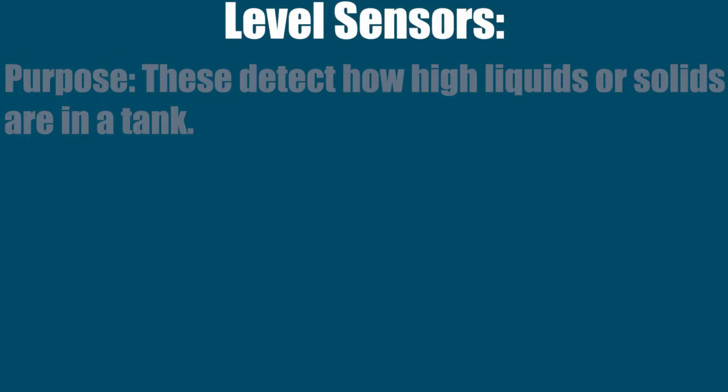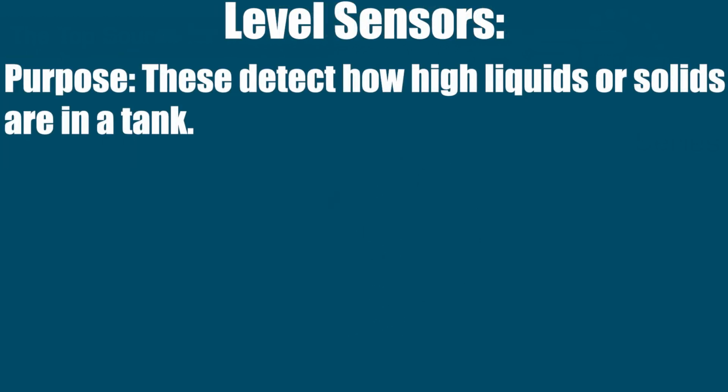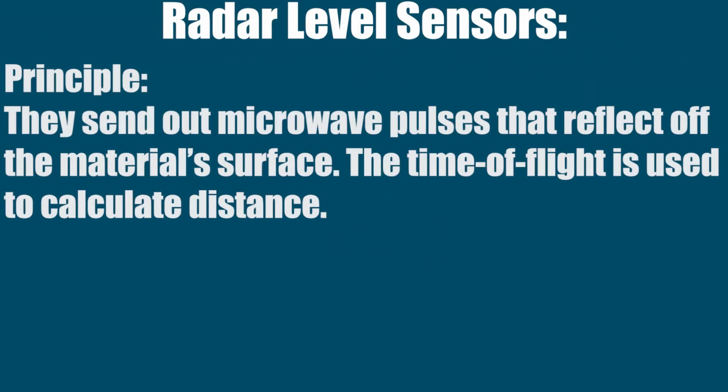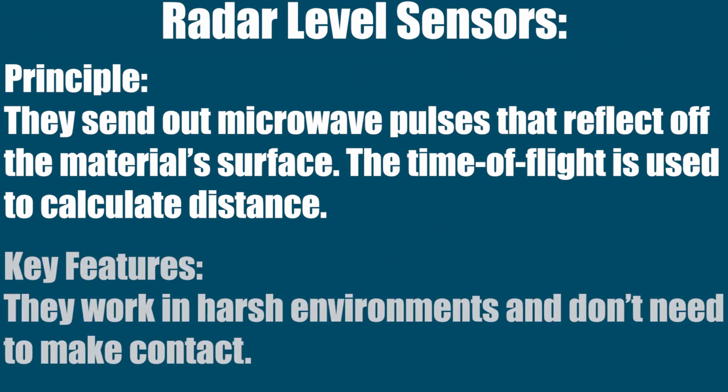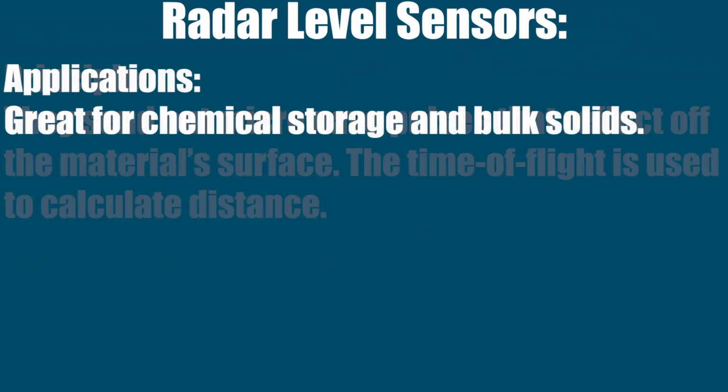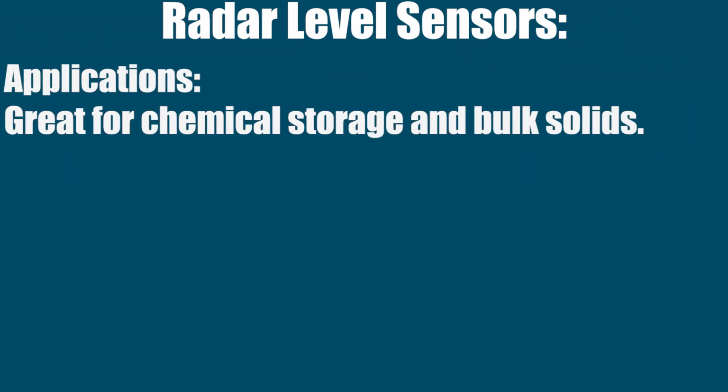Level sensors, its purpose is to detect how high liquids or solids are in a tank. Let's look at the main types. First, there's radar level sensors. They send out microwave pulses that reflect off the material surface. The time of flight is used to calculate distance. Features for this are they work in harsh environments and don't need to make contact. Application is great for chemical storage and bulk solids.